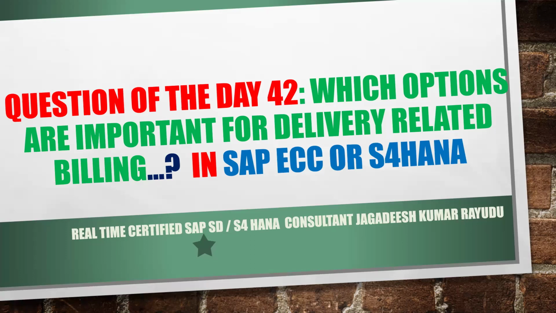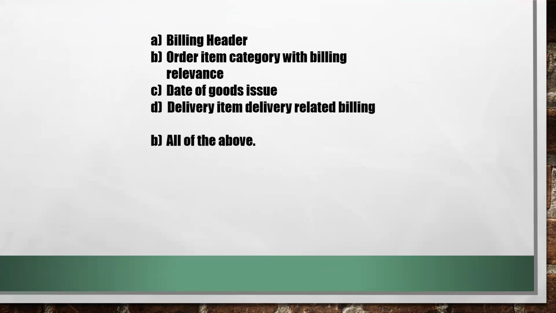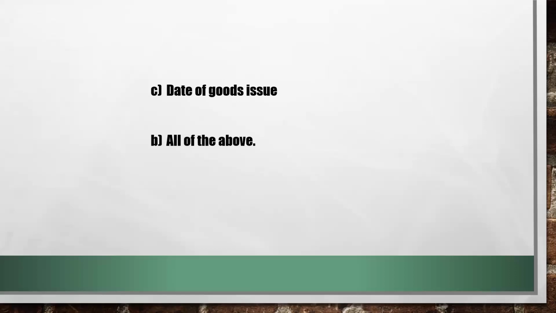42. Which options are important for delivery related billing in SAP ECC or S4 HANA? Let's choose the options. A. Billing header. B. Order item category with billing relevance. C. Date of goods issue. D. Delivery item delivery related billing. E. Contract header data. F. All of the above. In this, one or more options might be correct.